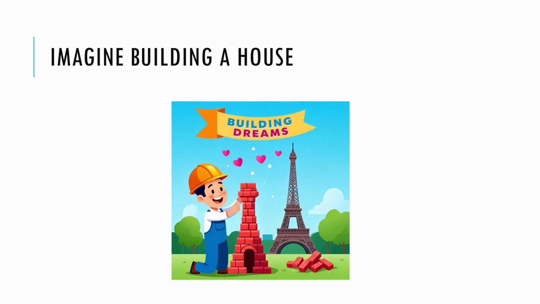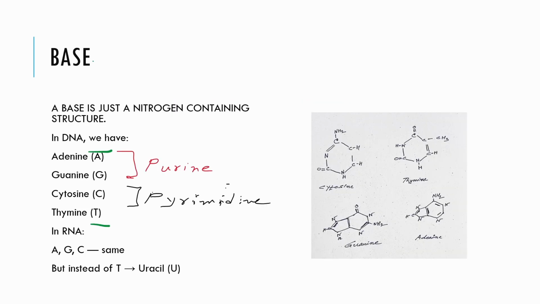In molecular biology, the smallest brick is the nitrogenous base. A base is just a nitrogen containing structure. That's it. In DNA, we have four bases: adenine, guanine, cytosine, and thymine. Adenine and guanine are double ring structures and they are called purines, whereas cytosine and thymine are single ring structures and they are called pyrimidines. Remember these important points. In RNA, instead of thymine, uracil is present.